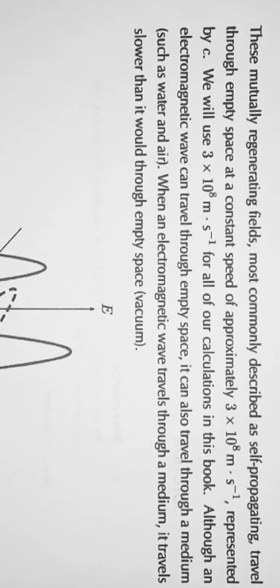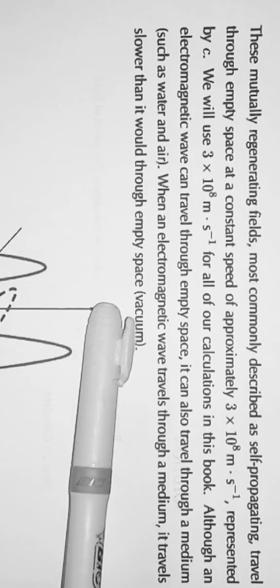Electromagnetic waves are most commonly described as self-propagating. We use letter E to denote electric fields and letter B to denote magnetic fields. So letter E represents the electric field, while letter B represents the magnetic field. You have to know that. Before we read the whole summary, I'm going to introduce this electric field.